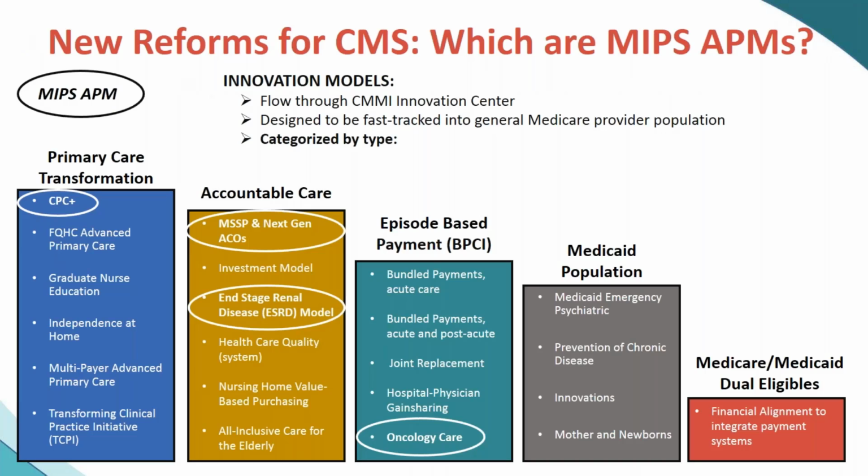All right, so we're going to give you a lot of information about what's really required if you're in a MIPS APM. Now, think back to one of our earlier presentations. You have this overarching program called MACRA that has two paths. It has MIPS, and it has the Advanced Alternative Payment Model. What happens if your APM is not advanced? Well, then it's considered a MIPS APM, and it's going down the MIPS track.